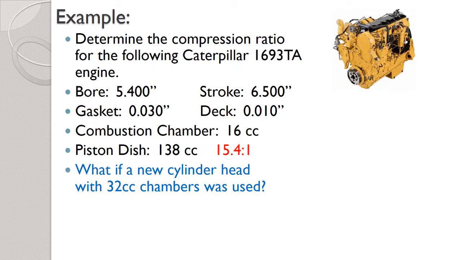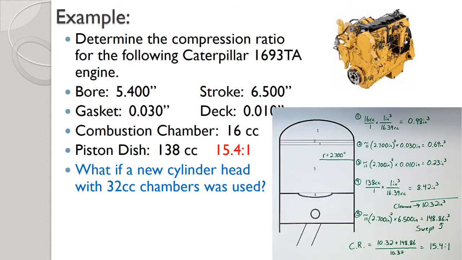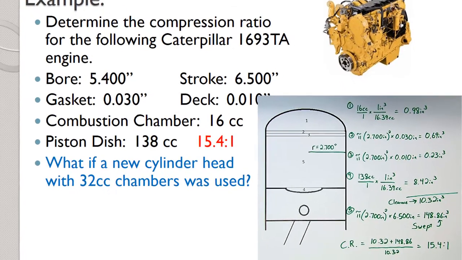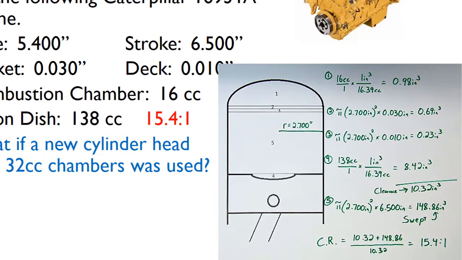Okay, here's another example that shows a little bit more severely what can go wrong. A Caterpillar 1693 TA engine has a bore of 5.4 inches, a stroke of 6.5, 30 thousandths thick gasket, and 10 thousandths deck height. Combustion chambers are 16 cc's, piston dish 138 cc's. We did that problem in the last lesson and we got a compression ratio of 15.4 to 1. Here's how we did it.